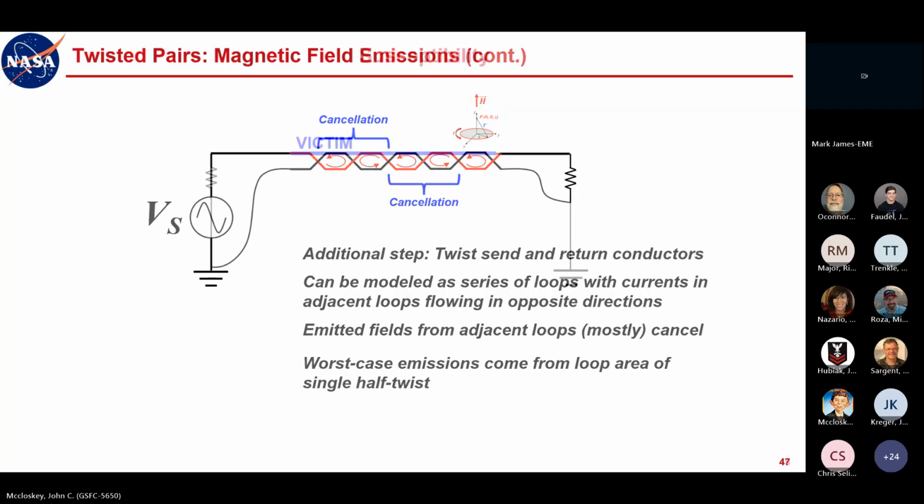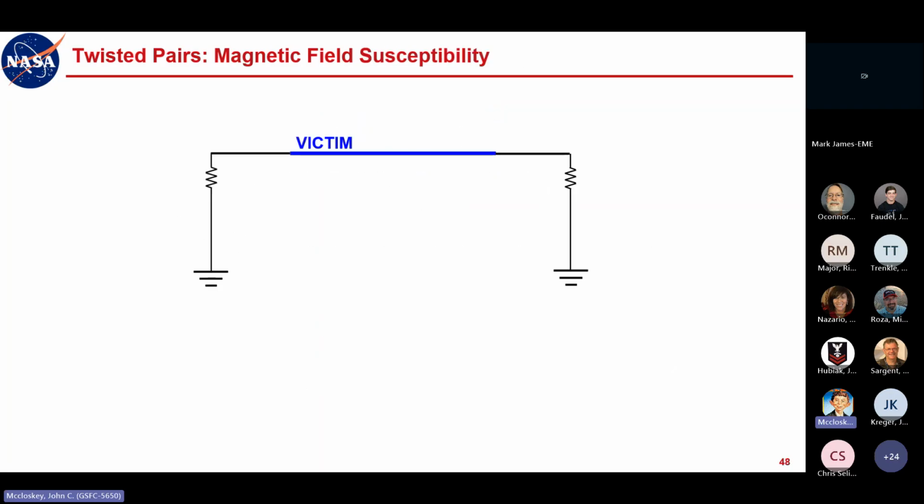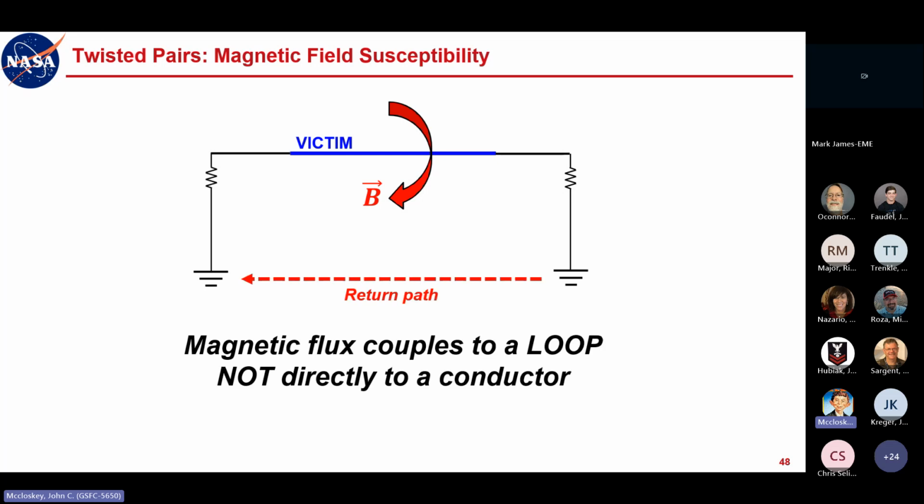From a susceptibility standpoint, this is actually a little bit easier to understand. You have your incident flux that couples to a victim circuit. And again, it's a loop: the loop formed by the victim conductor with its return path. Capacitive coupling couples to the conductor directly, whereas magnetic flux couples to the loop formed by the victim conductor and its return path.